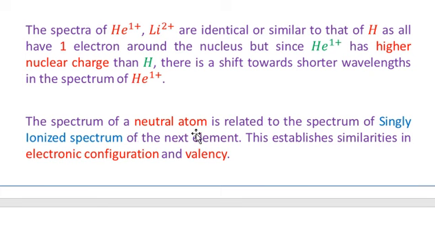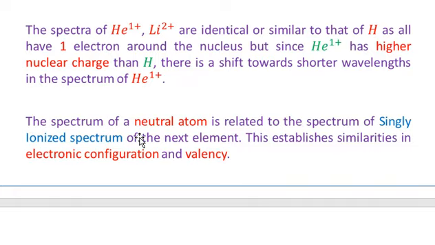The spectrum of a neutral atom is related to the spectrum of the singly ionized atom of the next element. So you see that this is the same statement as we have given above, but in a slightly different form. That is, the spectrum of a neutral atom is related to the spectrum of the singly ionized atom of the next element. This establishes similarities in electronic configuration and valency.